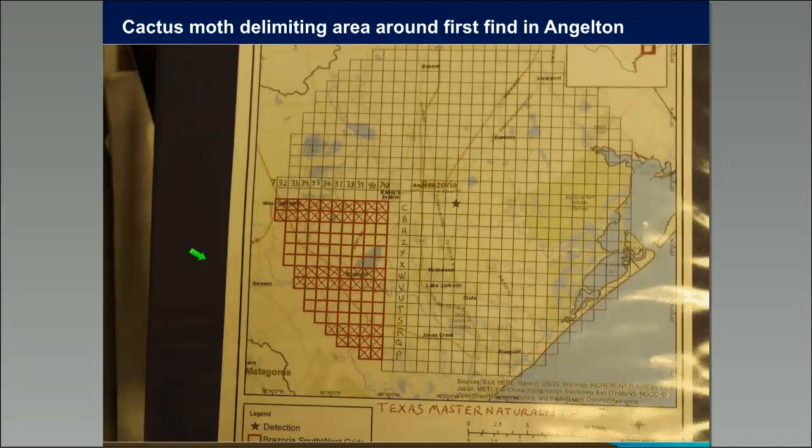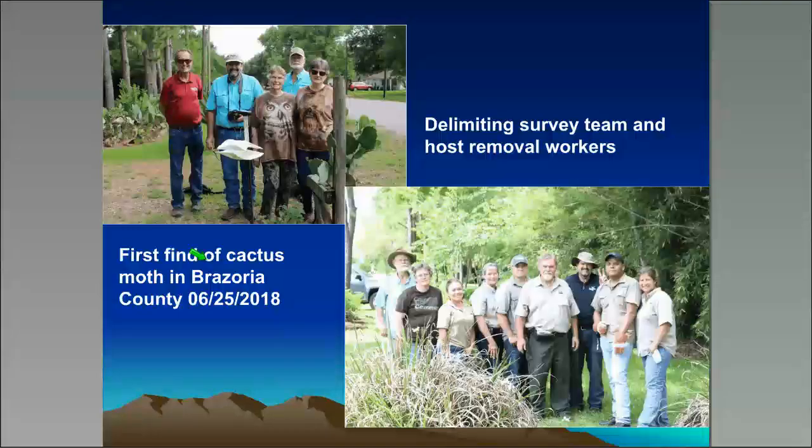So this area, rather large, did generate a lot of finds of prickly pear. At the same time, the top left picture here, Ruby Lewis, where I have my pointer, she's the one that found the first cactus moth larvae, and then the right picture is the team that USDA APHIS Plant Protection and Quarantine with our volunteers put together to come over and do host removal. Maurice here in the central picture, he was part of the team that went over.